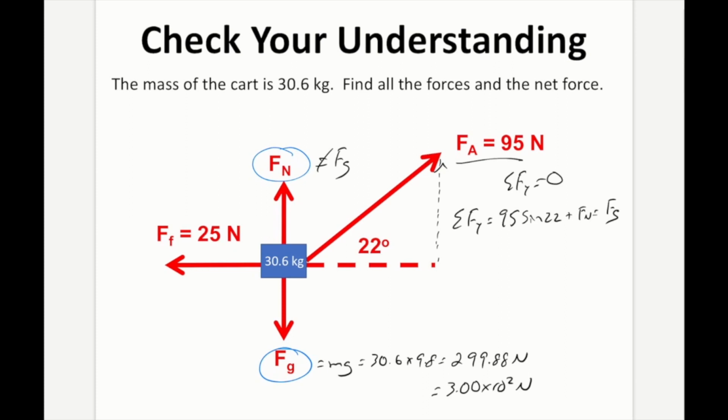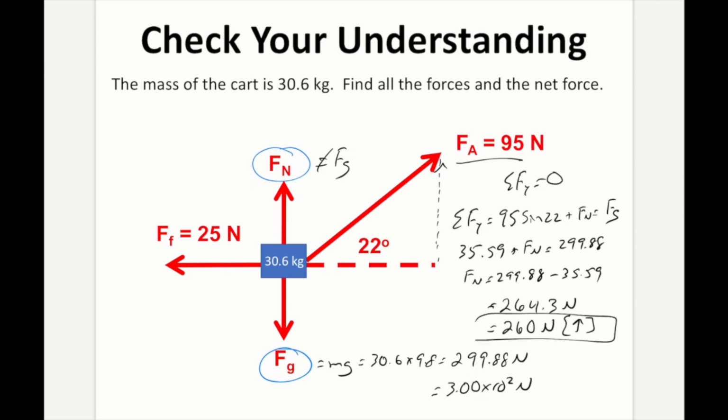So 95 sine 22 equals 35.59. Then we say plus Fn equals what we just found. We're going to use the whole number, 299.88. We're going to rearrange. We're going to say Fn is going to equal 299.88 minus 35.59, and that equals 264.3 newtons. Now I said previously that we need 3 sig digs. We actually need 2 sig digs in our answer, so we'll go back and fix the Fg in a second. But Fn is going to be 260 newtons up, and our corrected Fg shouldn't be 3.00 times 10 to the 2. It should be 3.0 times 10 to the 2 newtons down, and that's our Fg final answer.